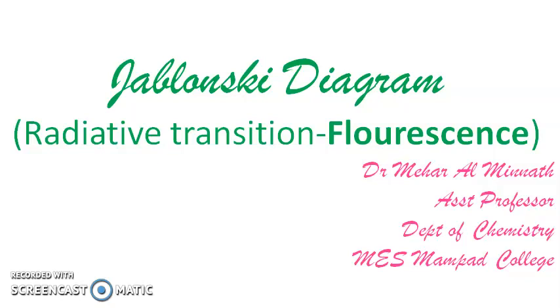Hello all. We know that when a system absorbs energy, it goes to a higher excited state, but then it doesn't remain there in the excited state, it comes down to the ground state. Now, we have seen that there are various ways by which the absorbed energy is dissipated by the system. Now, there are radiative transitions and non-radiative transitions.